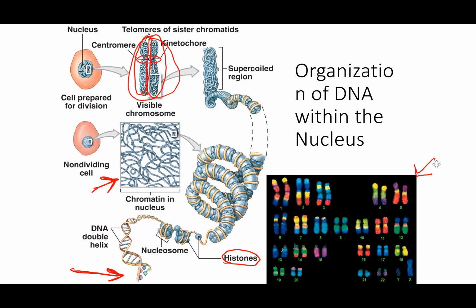Okay, how do we tell if it's a male or a female? Right down here, we have the 23rd set of chromosomes. This one shows an X and a Y. So XY is male. If it showed XX, it would be female. So this karyotype is for a male. So good job, guys.